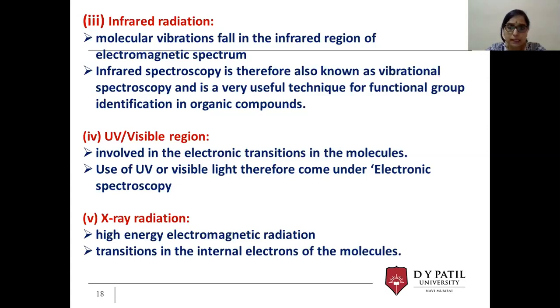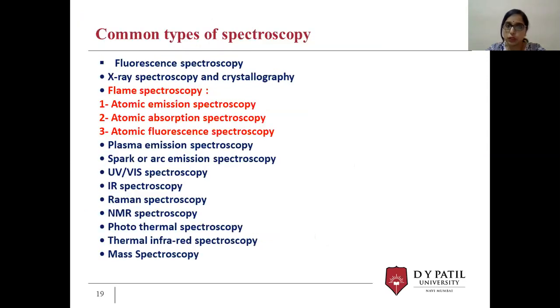The next category is X-ray radiation. These are very high energy electromagnetic radiations. Transitions happen in the internal electrons of the molecules.